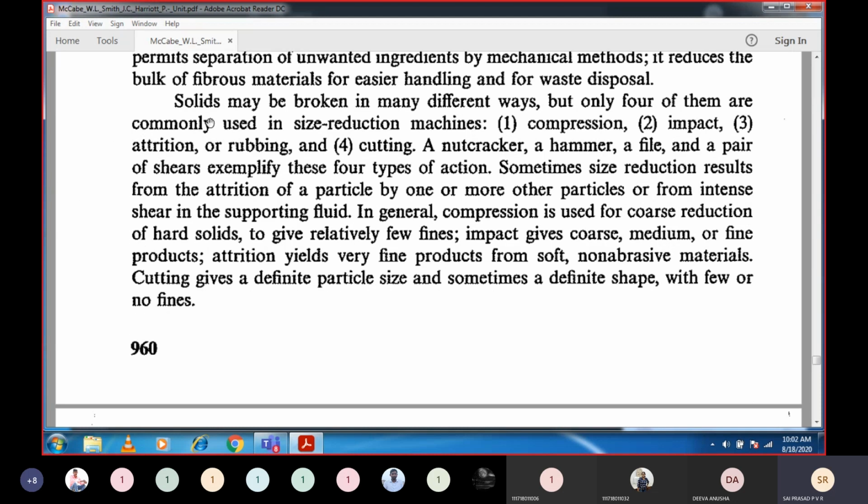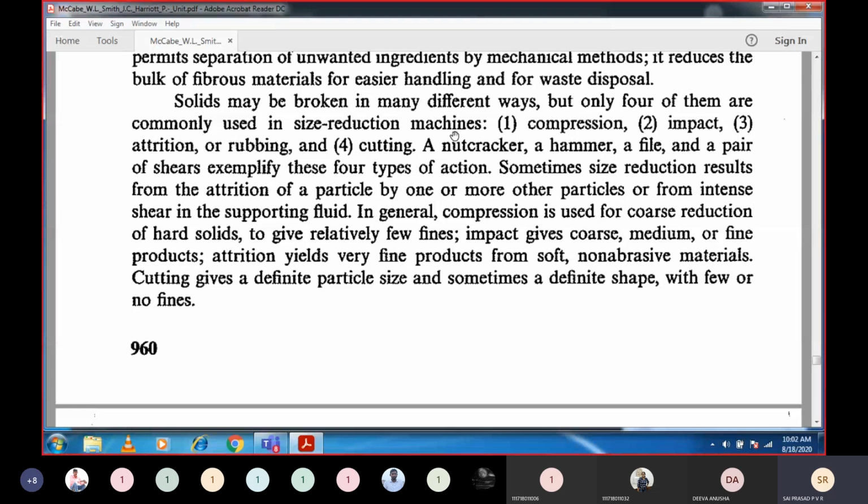Then solids may be broken in many ways. So here in the first statement it is said solids are cut and then broken. Very good. But now you say they are broken in so many ways. Now let us see what are those ways. Only 4 of them are commonly used in size reduction machines. So the size reduction machines whichever we are designing, they will be using these 4 kinds of forces for reducing the size of the particles. That is very important.